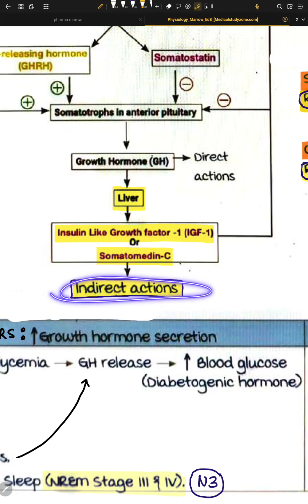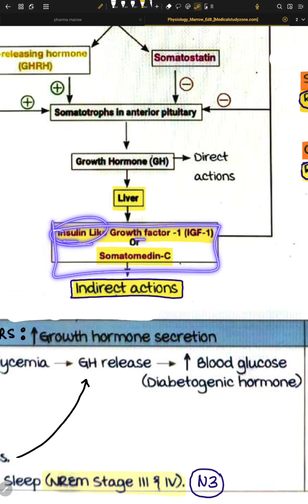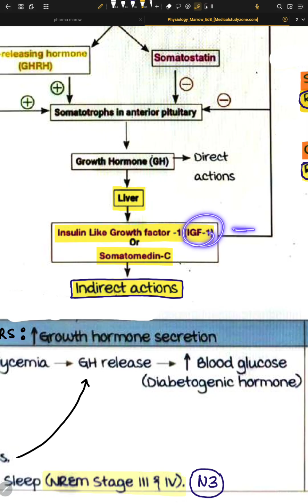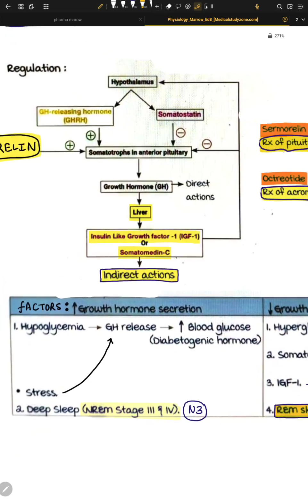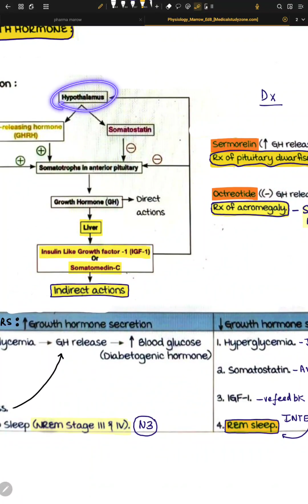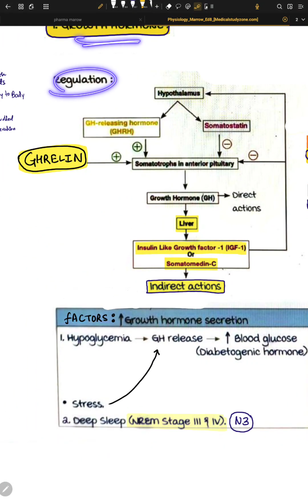So indirect action is done by insulin-like growth factor. It is insulin-like because it can mimic insulin, and somatomedin C can also mimic insulin. Both IGF-1 and somatomedin C are made in the liver. So if you have a bad liver, you will not make IGF-1, and IGF-1 is really important for growth of bones. Okay, so this is the story of regulation of growth hormone.